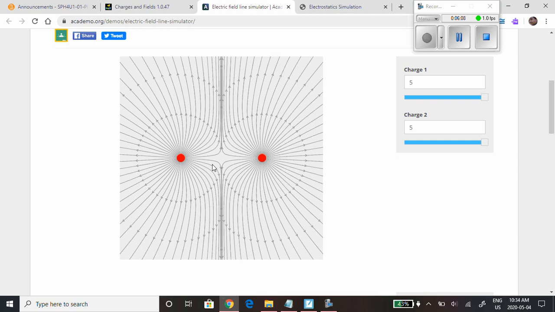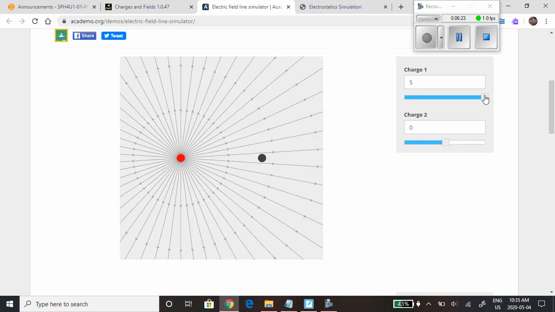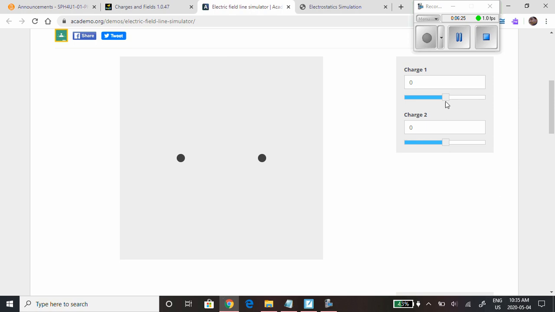looks like. Now look right here, right in the middle. No field lines. So there would be no net or leftover or resultant electric field right there, none. I suggest you spend some time playing around with it, this will help get your mind wrapped around it.